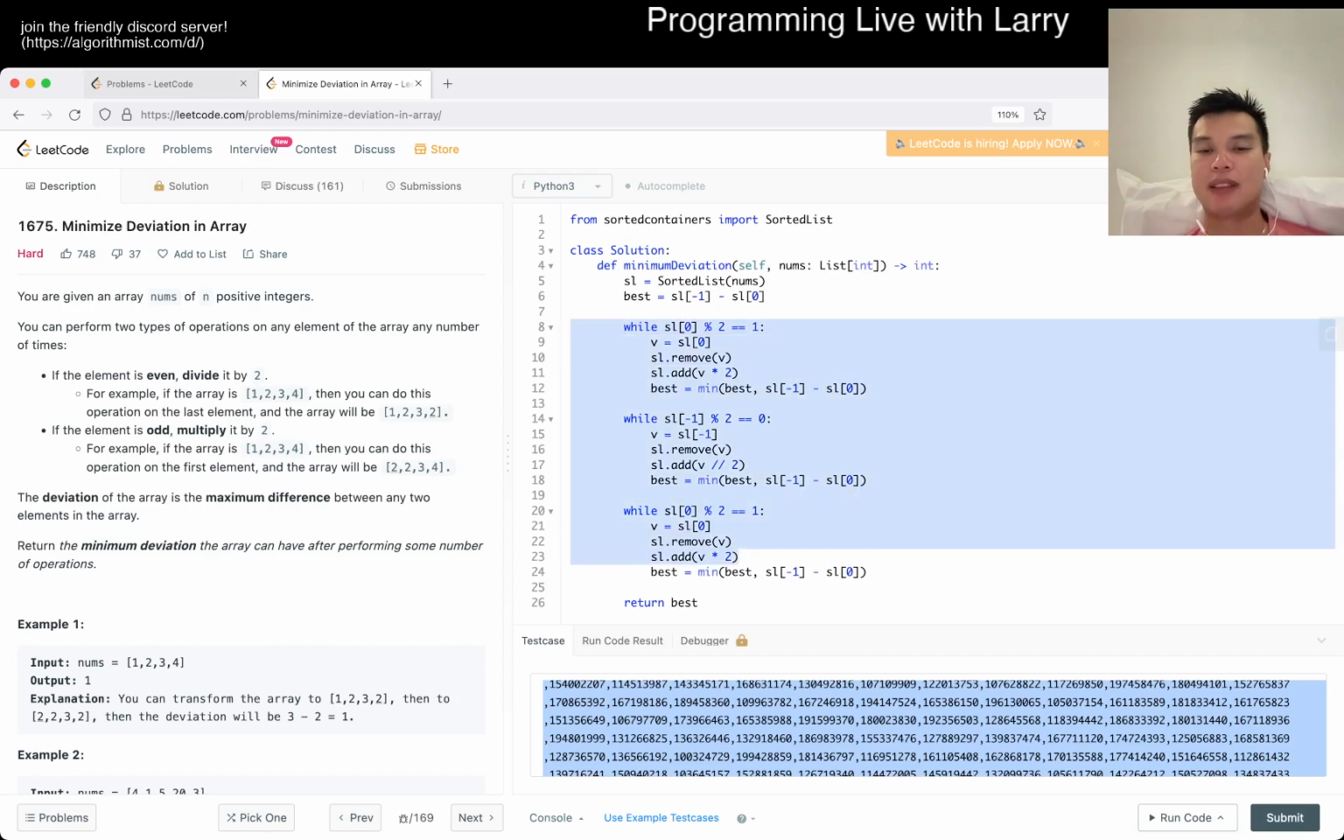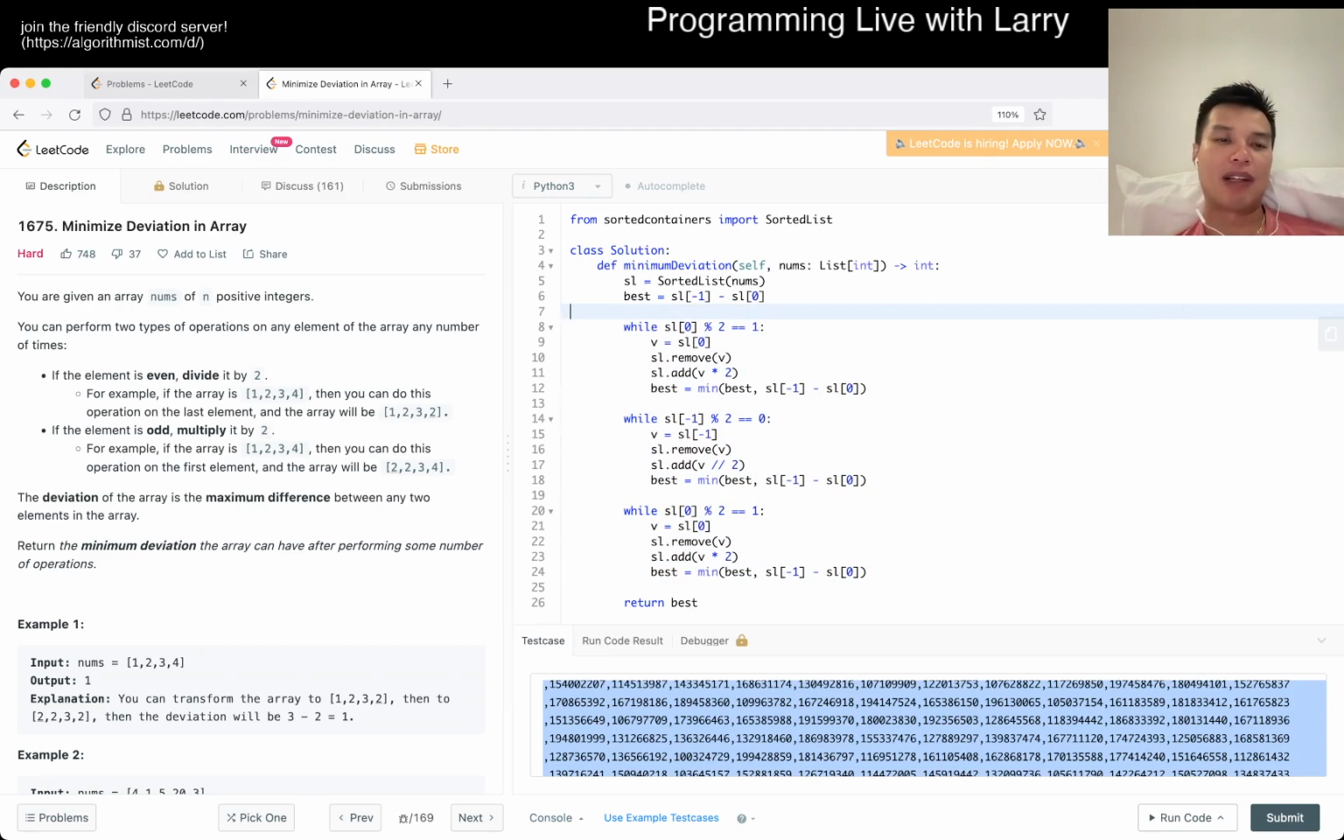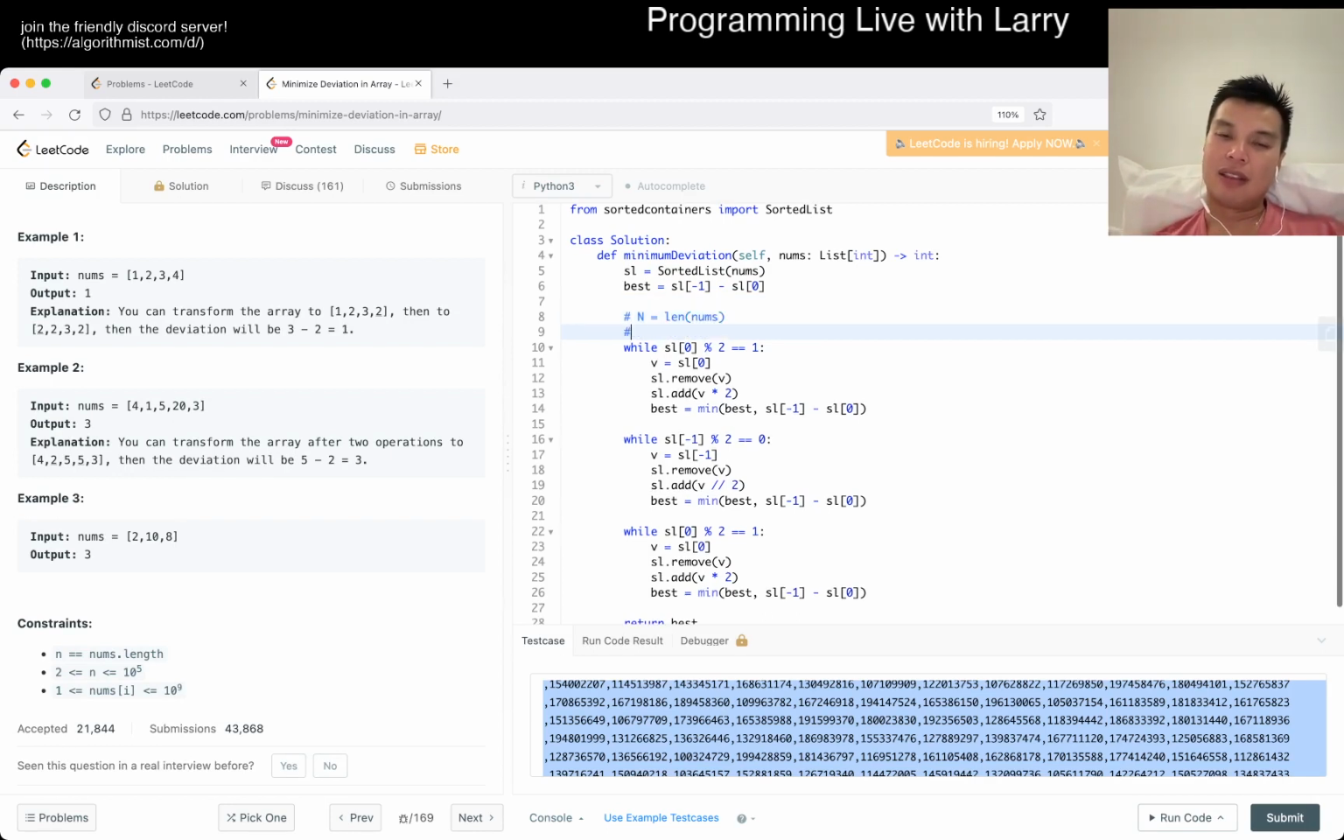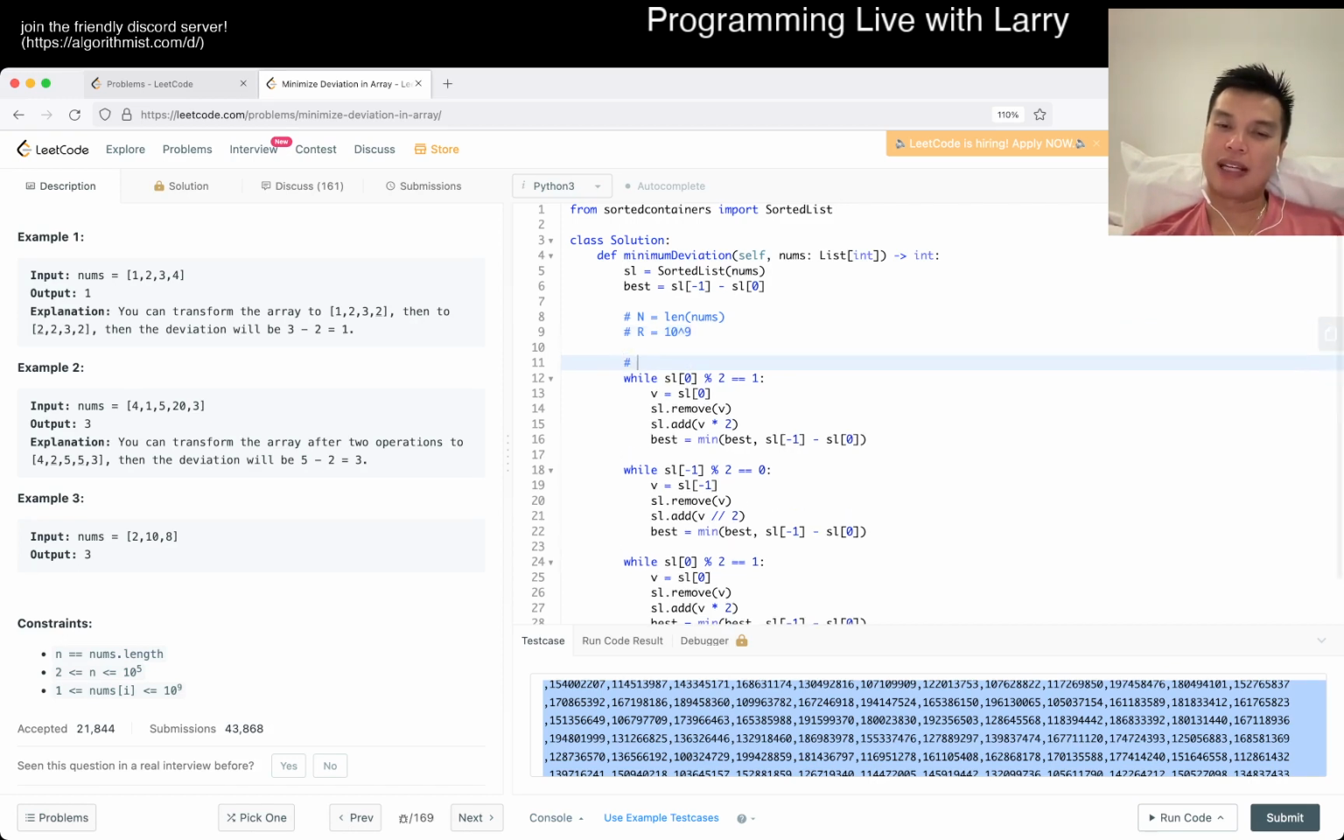Well, the complexity is going to be n log n, because for each number, maybe log n isn't quite right, but for each number we add and remove log n times, right? I think I'm just mixing n as y. So let's just say n is equal to the length of nums, and let's say r is the range of numbers, which is 10 to the 9 in this case. Then the algorithm is going to be n times log n times log r, right?